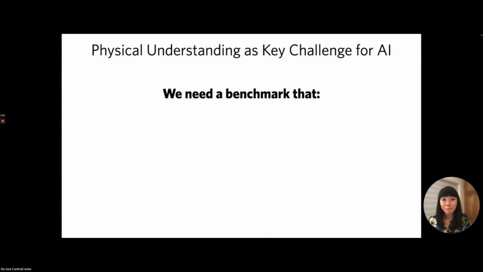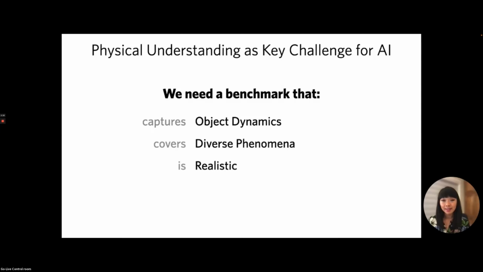And a major goal that many of us share is to develop AI systems that interact with the physical world as effectively as we do. But how would we know if an algorithm understood commonplace physics in a human-like way? And if it didn't, how could we home in on the critical missing ingredients? What we'd need is a benchmark that exposes understanding of how objects will behave over time, covers a wide range of different physical phenomena, and does so in rich and realistic environments.